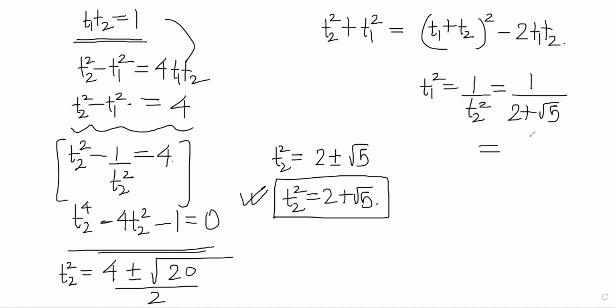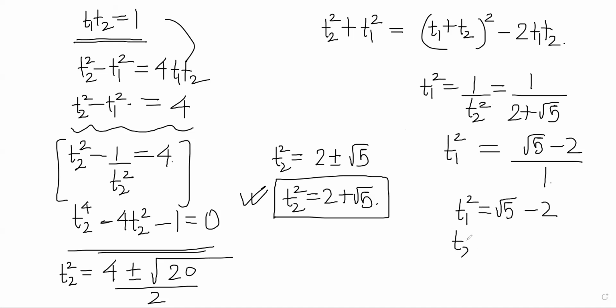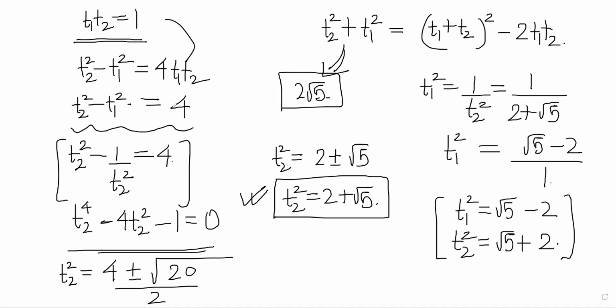So multiply by root 5 minus 2 on top, you get 5 minus 4, 1. So t1 square is root 5 minus 2. So therefore, we know both t1 square, which is root 5 minus 2, and t2 square, which is root 5 plus 2, right? So now t1 square plus t2 square, you can see clearly is 2 root 5, right? So we're getting this value as 2 root 5. Why do I need this? I need this because I need the length of the side.